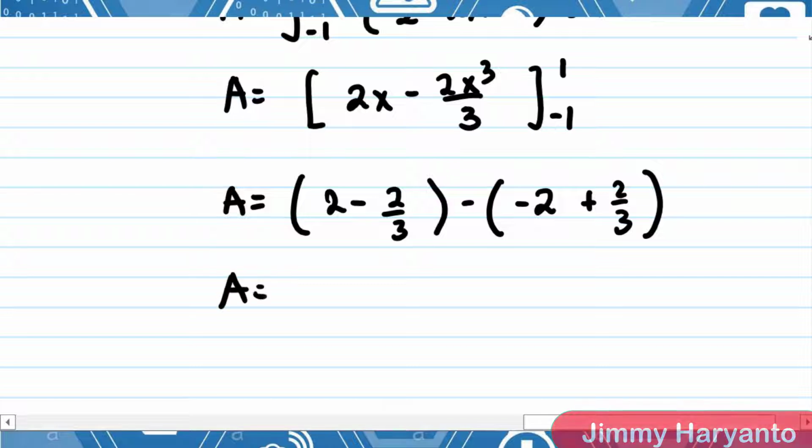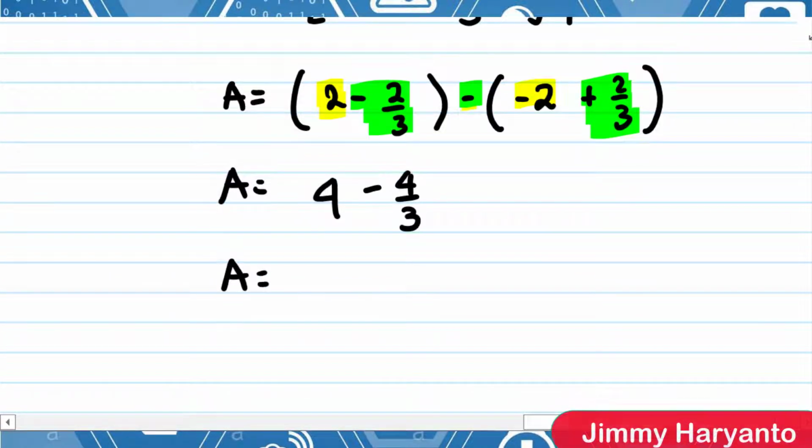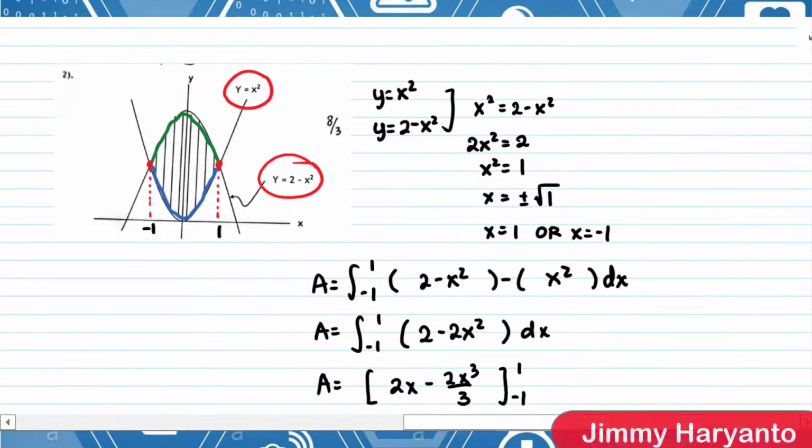Okay, let's calculate this. I will calculate this one first. 2 minus minus 2 will become 4. And then I will calculate this one, -2 over 3 minus 2 over 3. So it will become -4 over 3. So the area will be 12 over 3 minus 4 over 3, 8 over 3. That is the answer for number 2.